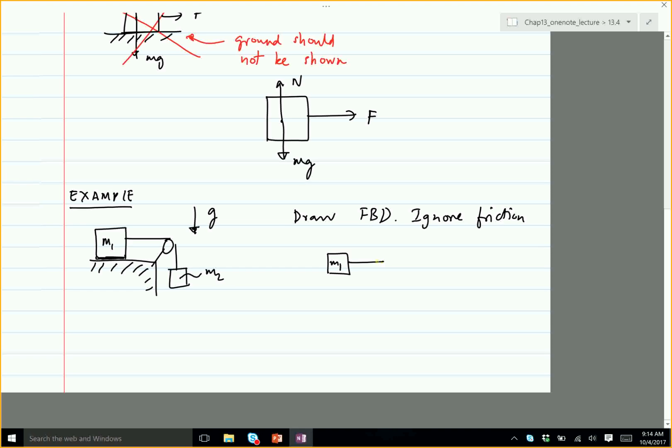What I'm going to do is cut the string or the cable. When I cut the cable, that cable which is cut interacts with the rest of the cable through a force. Let's call that force the tension in the cable. And then there is M1g, and then there is N. Let me call it N1. Yes, in the previous section, we did tension.